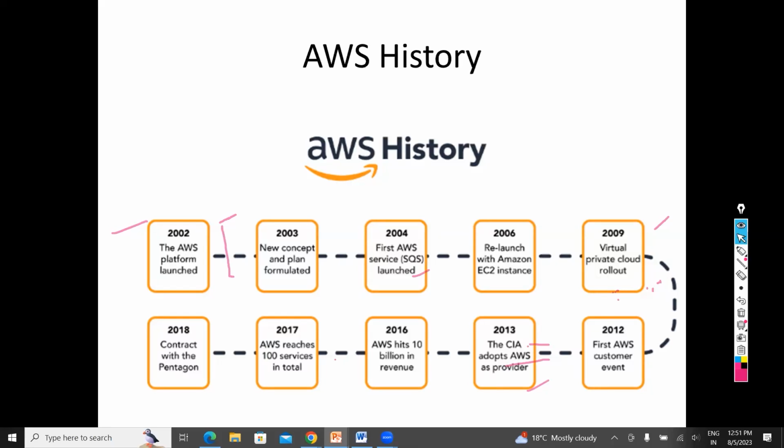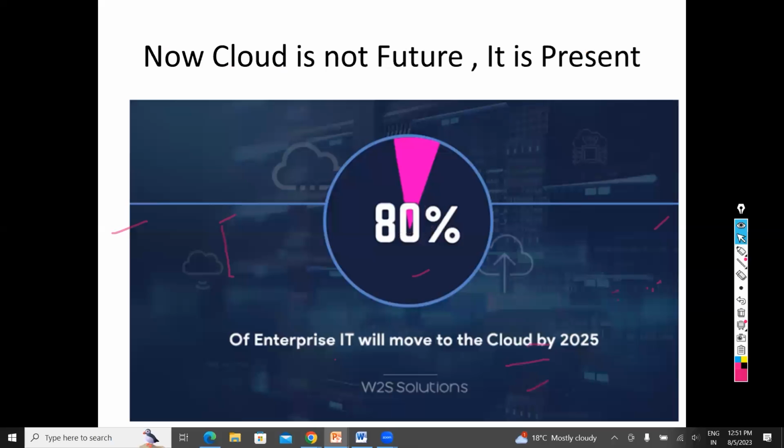SQS and SNS we will cover later. After that, in 2006, they launched EC2, Elastic Compute Cloud. Then they rolled out VPC, Virtual Private Cloud. They keep launching multiple services, and as of now they have more than 200 services on their platform, which they provide to cloud customers. So when we say that cloud is the future, this statement is not valid now, right?